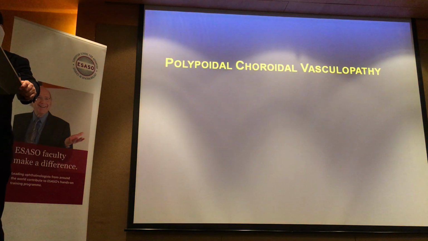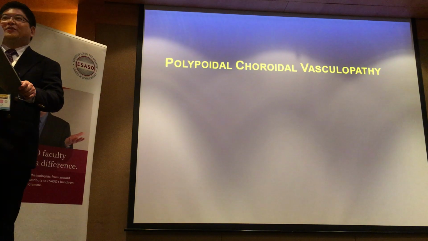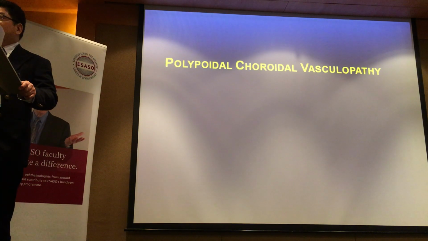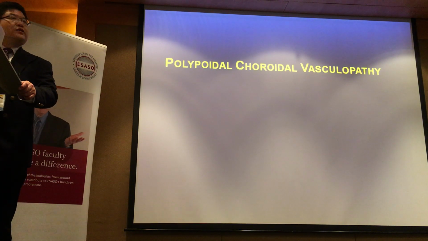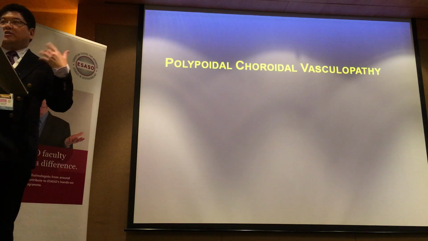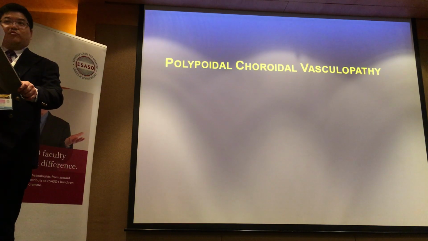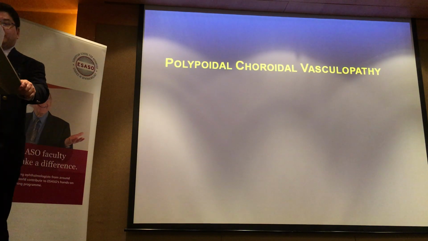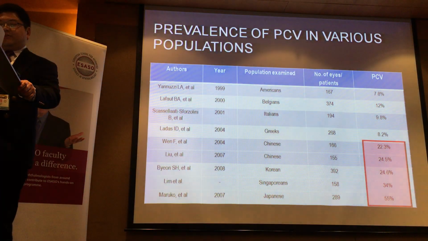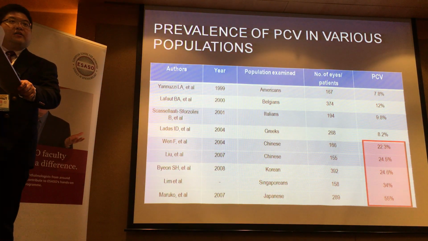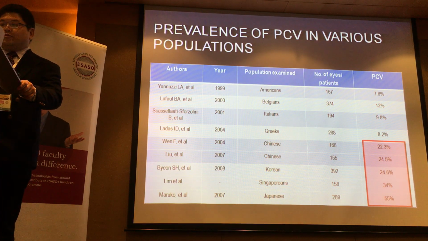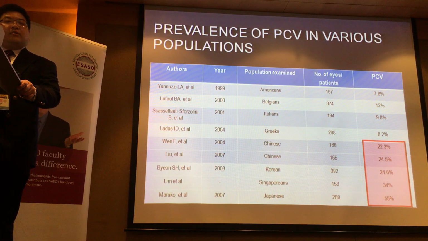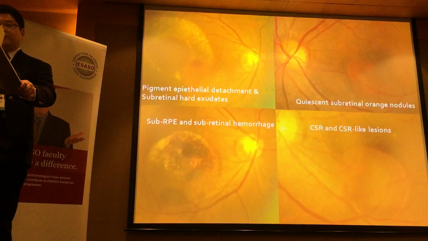How about polypoidal choroidal vasculopathy? I think some of you know that this is my area of interest. And of course, this is something that we see very commonly in our region amongst Asians, much more than in, say, Caucasian populations. The relevance is the frequency of PCV amongst AMD patients, anywhere from 22 to even 55% in Asians, compared to lower numbers, even single digits, in Caucasians.